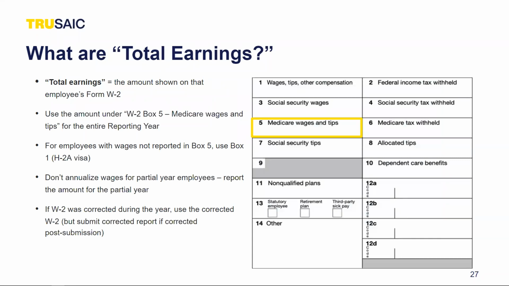So what's the measure of annual earnings? It's coming from the W-2. The W-2 is also used for component 2 reporting, but it's box 5, not box 1.